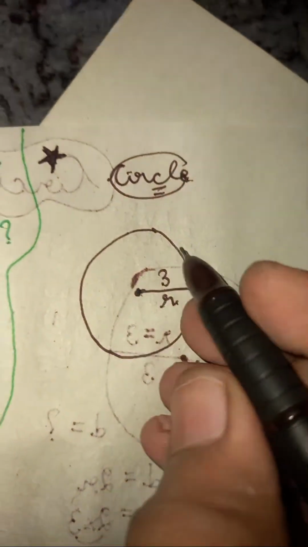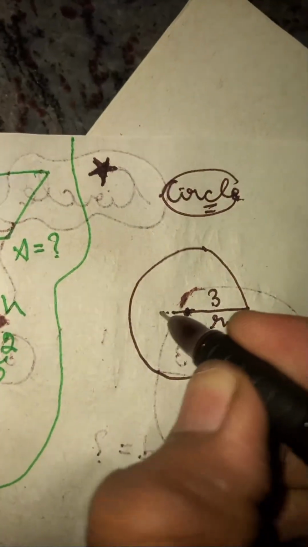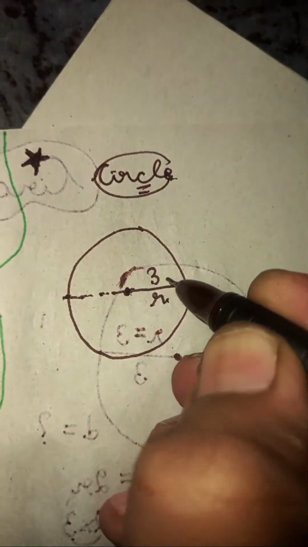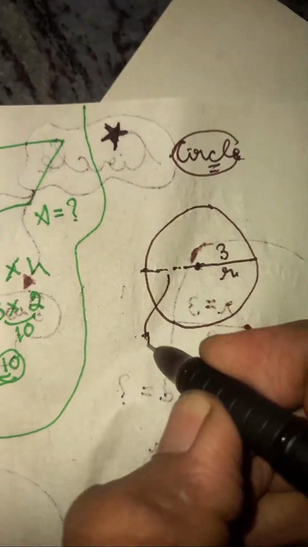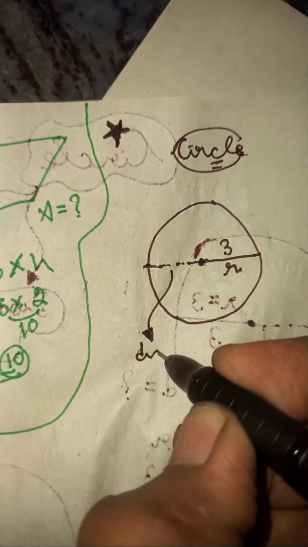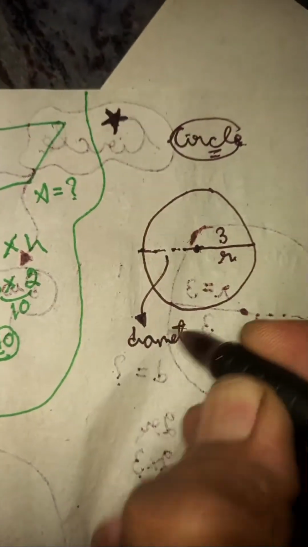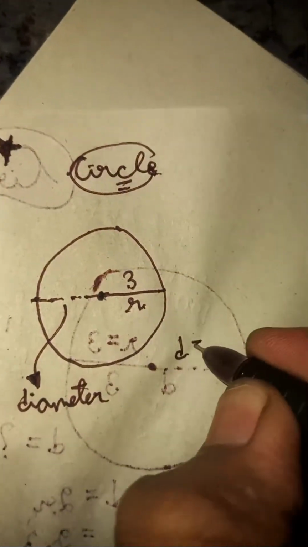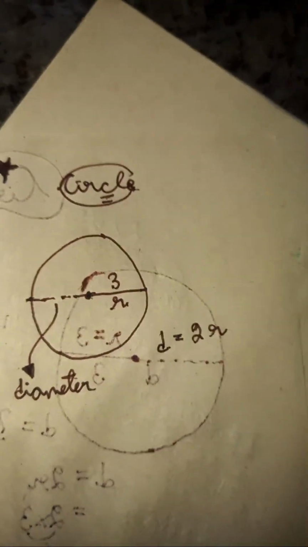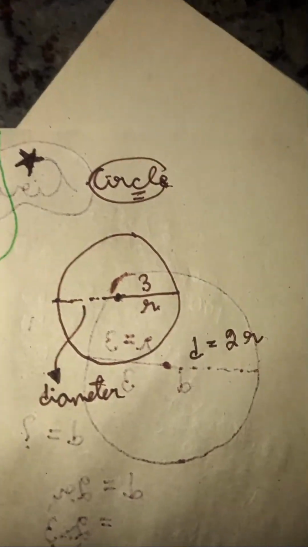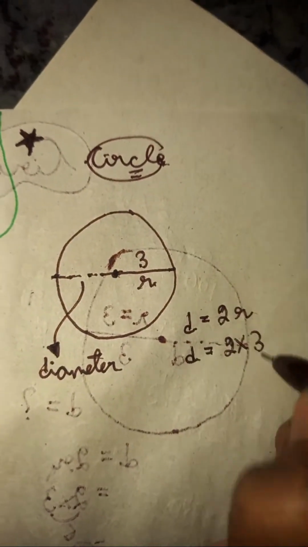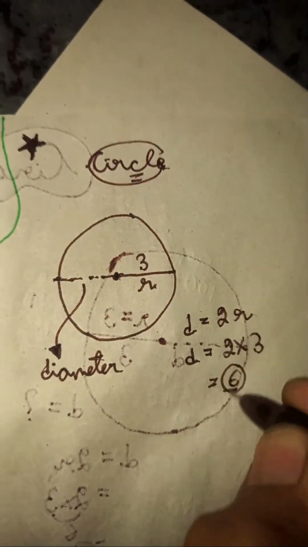Now I tell one more thing. If we extend this radius to touch another point, this complete line is going to become the diameter. So this is known as the diameter of a circle, and the diameter is going to be 2 times the radius. Always, diameter is 2 times the radius. So you can find the diameter as 2 times 3, which becomes 6 units.